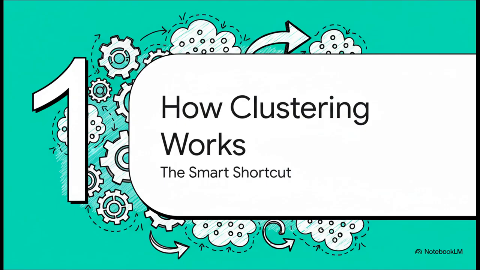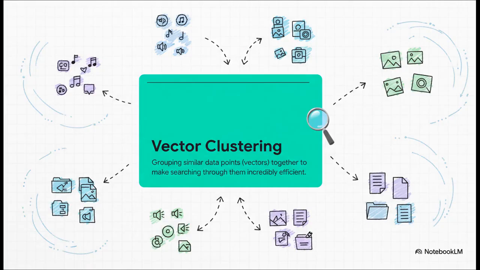So let's get into it. How does this smart shortcut actually work? The whole concept is called vector clustering, and the big idea is surprisingly simple. It's all about grouping similar things together. You see, in the digital world, pretty much anything, a photo, a song, a document, can be turned into a string of numbers. We call that a vector. And clustering just takes all the vectors that are mathematically alike and puts them in the same digital neighborhood.